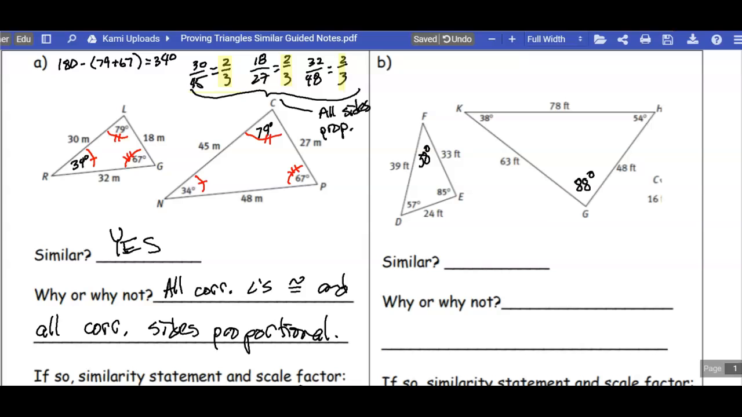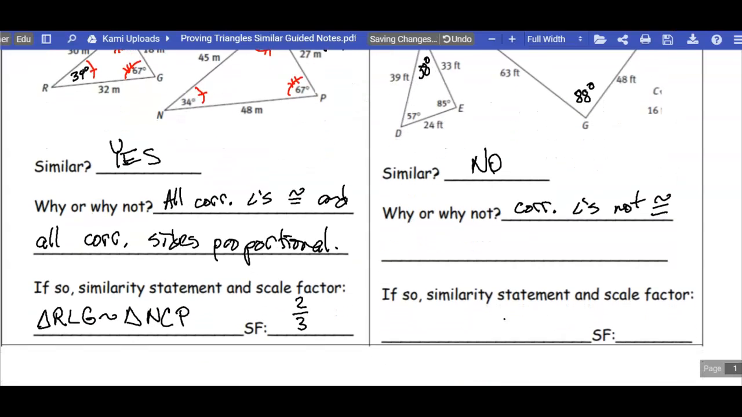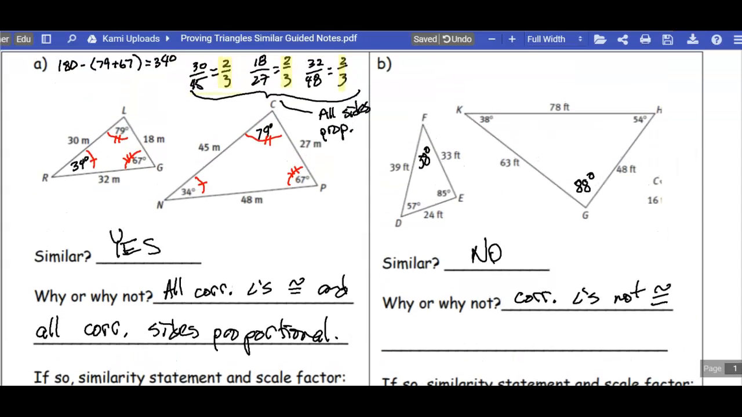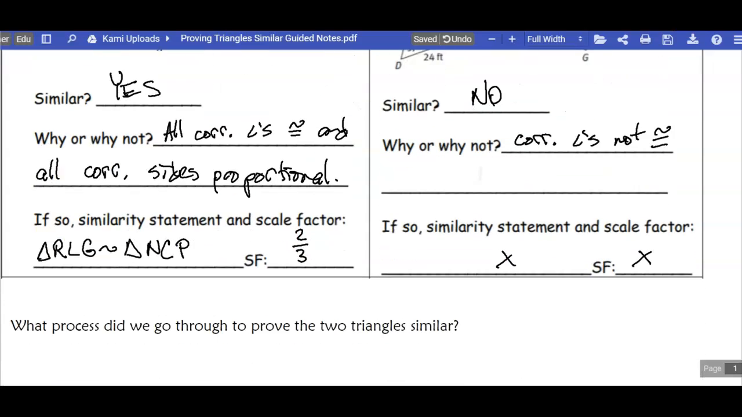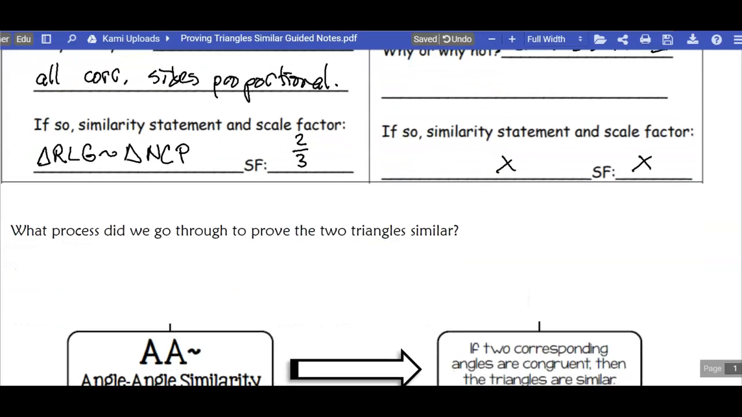Coming back here, since the corresponding angles are not congruent, we really don't need to do anything else because the sides aren't going to be proportional anyway. So no, we could just say corresponding angles not congruent. We don't need to do these because the triangles are not similar. We could go ahead and figure out the ratios of the corresponding sides, but we would see that they're not the same.